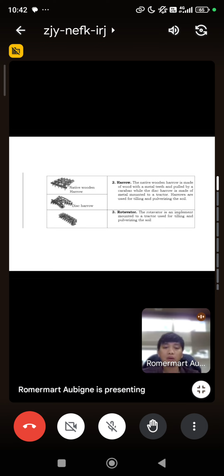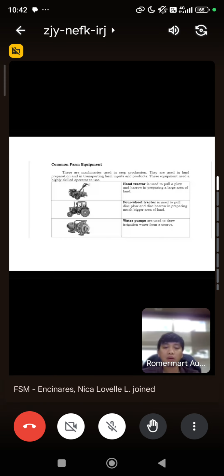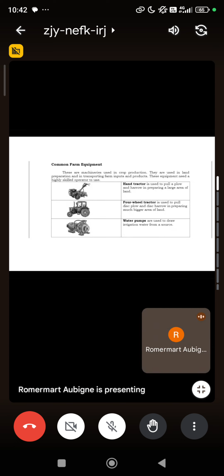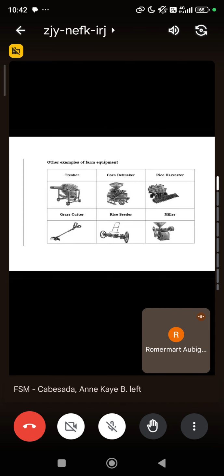So we also have the farm equipment or farm machineries. They are used in land preparation and supporting farm inputs and products. This equipment needs a highly skilled operator to use. So we have the hand tractor, a four-wheel tractor. We also have water pumps. Other examples of farm equipment, we have the thresher, corn sheller, rice harvester, grass cutter, rice seeder, miller.